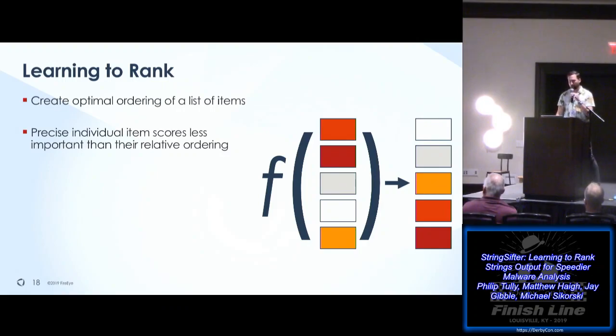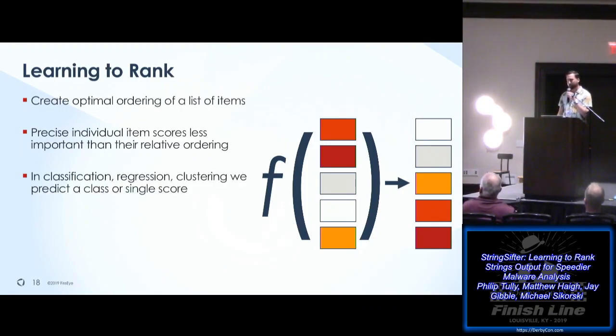The interesting part here is that the precise score of each individual item doesn't matter as much as the relative ordering, right? I don't care how much that white box is ranked above that red box, only that it is ranked above the red box. So precise scores we don't care as much about.